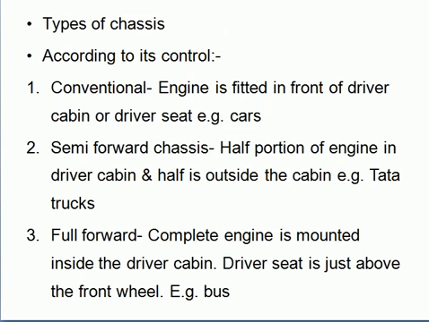Next is the types of chassis. There are a number of types of chassis. Out of these, some are presented here. First one is according to its control. According to its control, there are three types: conventional, semi-forward and full forward. In conventional chassis, engine is fitted in front of the driver cabin or driver seat. Example of conventional chassis is cars.